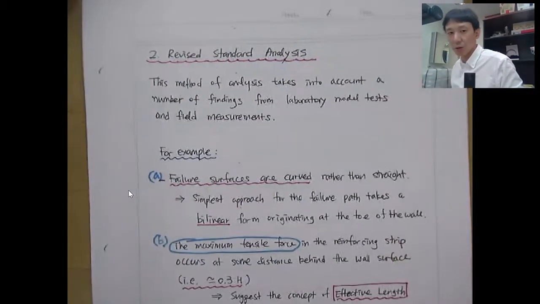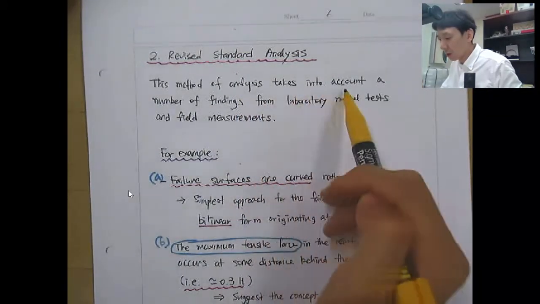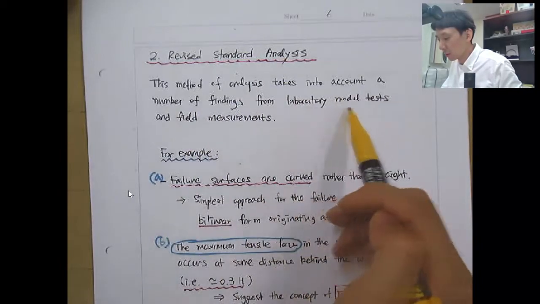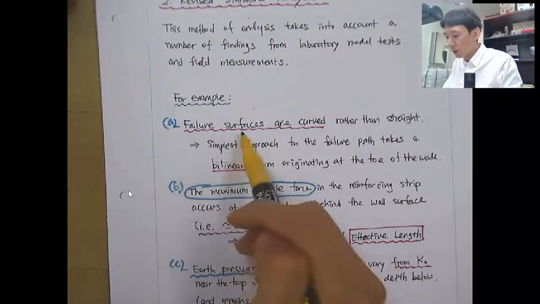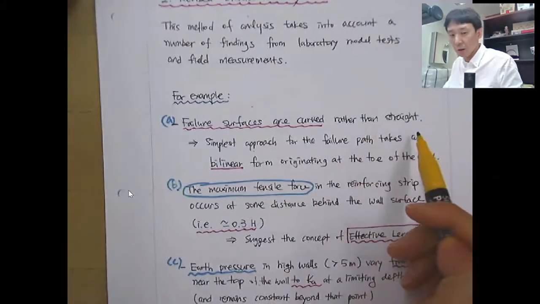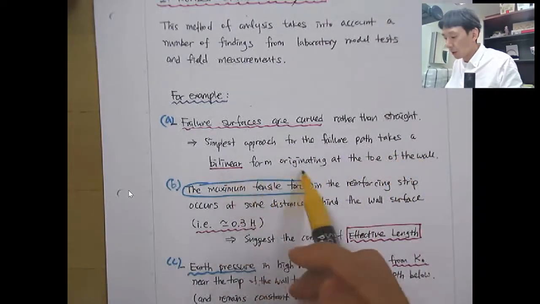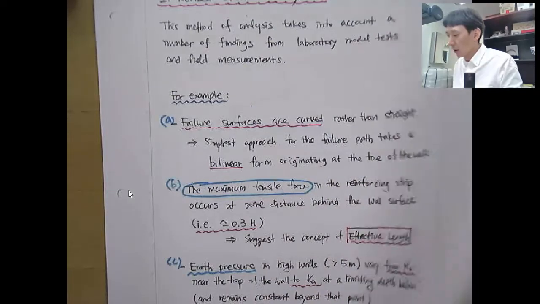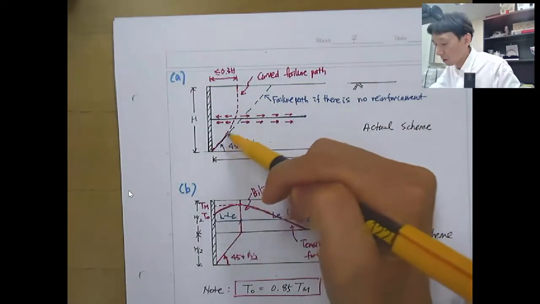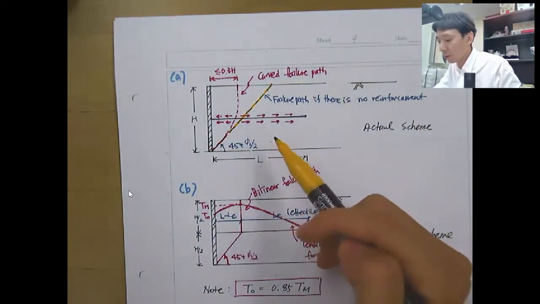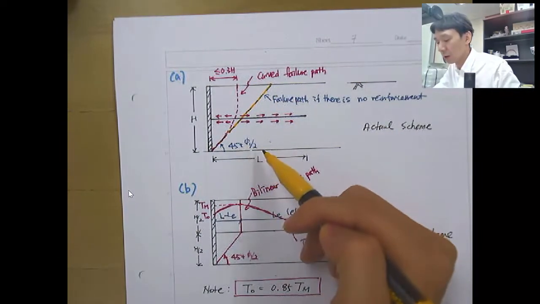There is another analysis procedure which is called the revised standard analysis. This method of analysis takes into account a number of findings from laboratory model tests and field measurements. For example, the first one is that the failure surfaces are curved rather than straight. The simplest approach for the failure path takes a bilinear form originating at the toe of the wall. Before, when there's no reinforcement, the failure will be linear like this, with the 45 plus φ over 2 angle.